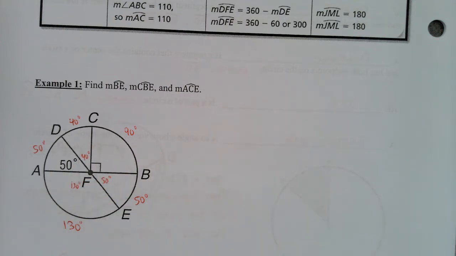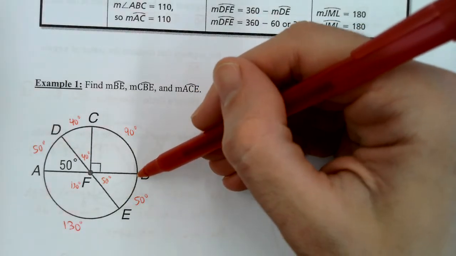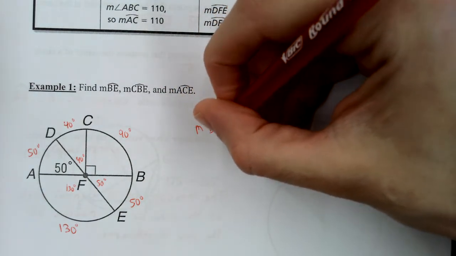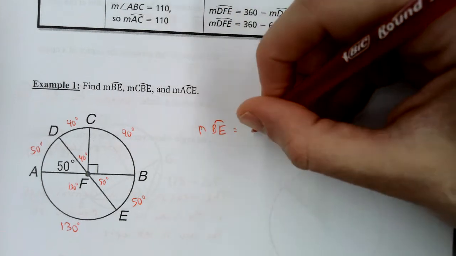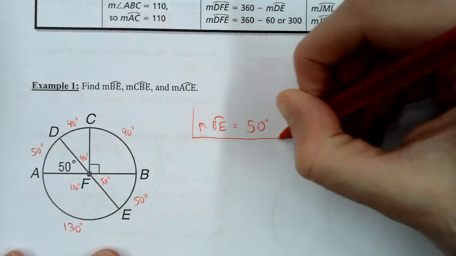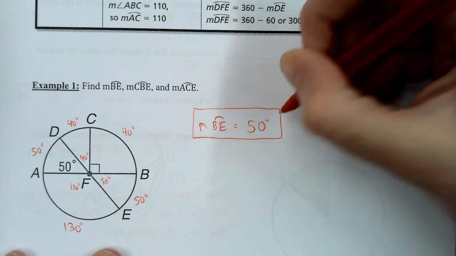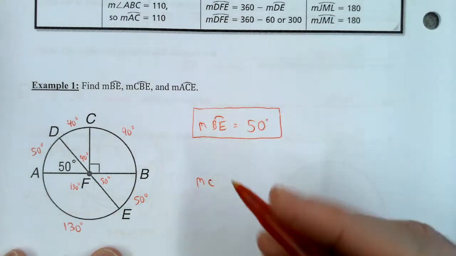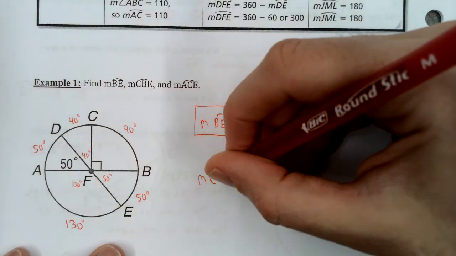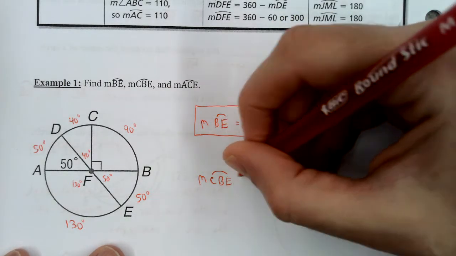But now let's answer the question. Find the measure of arc BE. The measure of arc BE equals 50 degrees. Find the measure of arc CBE. That's the first answer. Notice how I write the answer. I do measure of the arc with the arc symbol. Next, the measure of arc CBE.